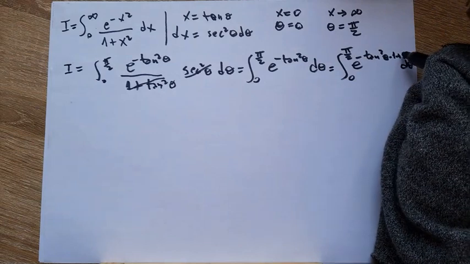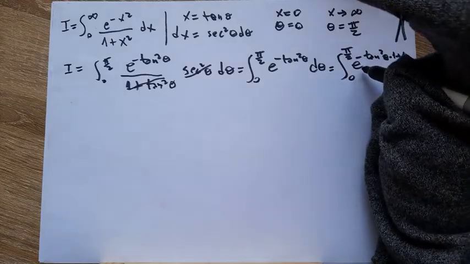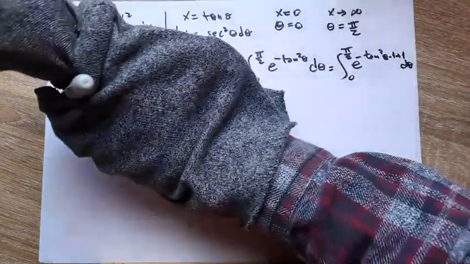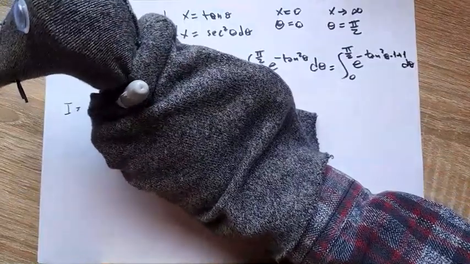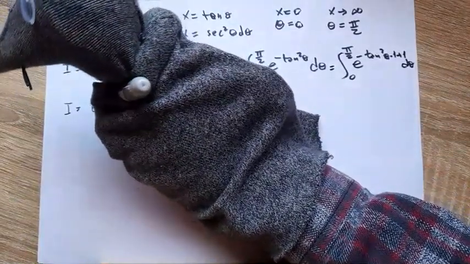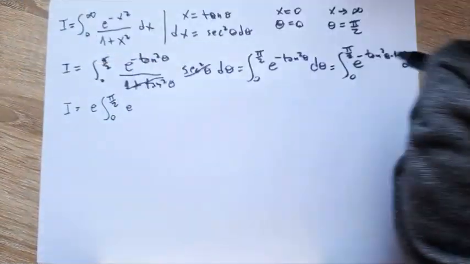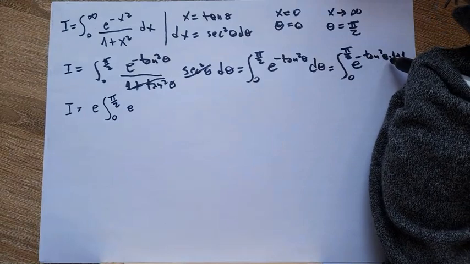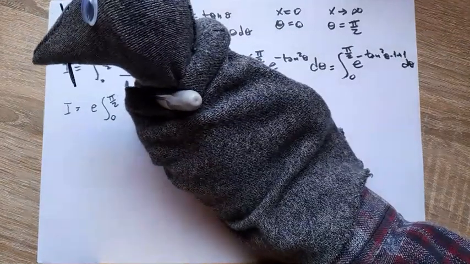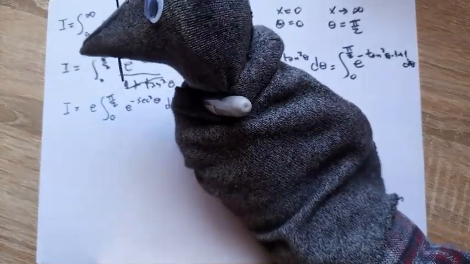Then we will take out this number from the integral, the exponential of 1. So we have I equals e times the integral from 0 to pi over 2 of e to the minus, and then we got here minus tangent squared of theta minus 1, that is minus secant squared of theta. Minus secant squared of theta d theta.